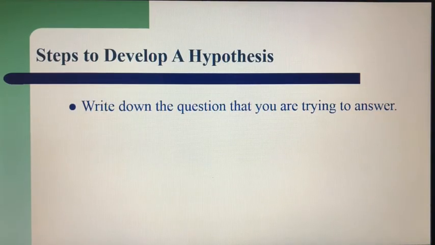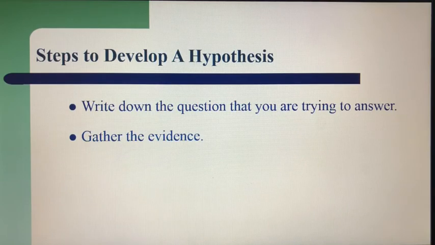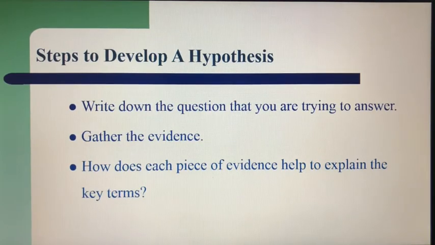Let's see the steps to develop a research hypothesis. First, write down the question that you are trying to answer. Focus on key terms. This will point you in the direction of where to go to gather more evidence. Next, gather the evidence or the data that you have. Now look at each piece of evidence and consider what it tells you about each of those key terms. Write down as many observations about each piece of evidence as you can.